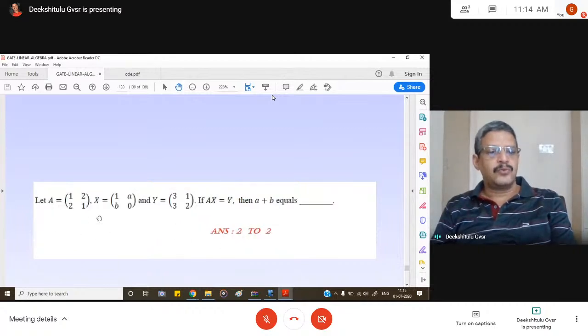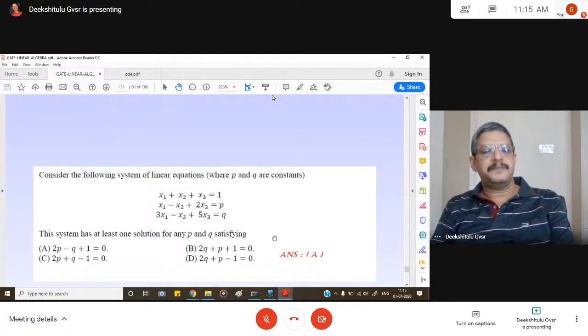A is equal to 1, 2, 2, 1, x is equal to 1, A, B, 0, y is equal to 3, 1, 3, 2, x is equal to y, then A plus B becomes. So we simply have to solve it. Multiply these two things, you will get A and B.